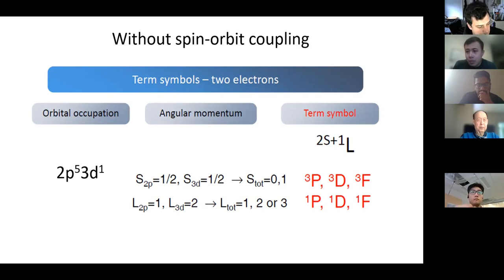So the initial state is a 3d0, and once the absorption is generated, the final state has a core hole. We have a hole in the 2p orbital, or we can write it as 2p5 now instead of 2p6. And this electron is promoted to the 3d orbital, right? So we have a two-electron system where we have 2p5 and 3d1. That's the final state. Hopefully we all agree on this.